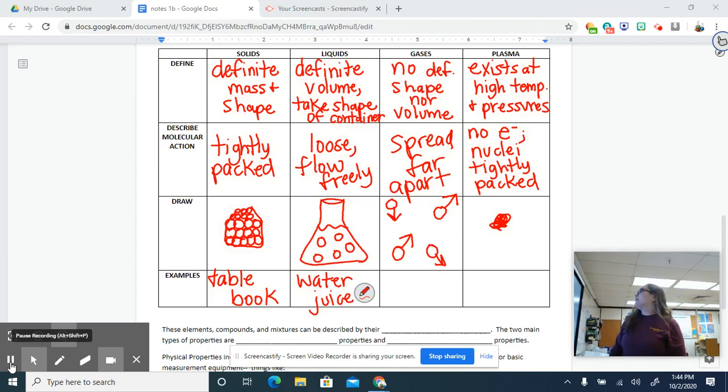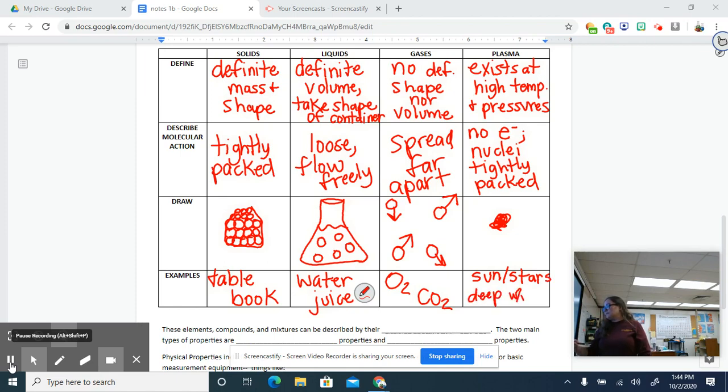liquids, rain. Gases, so these are the ones you can't see, but they're so very important to us. Things like oxygen and carbon dioxide are both gases. Helium is a gas. Argon, nitrogen gas, since that's the one that we breathe the most of. And plasma, really the sun, our sun, and other stars have plasma in them, and also deep within the earth, there is plasma. All right, pause that if you need to write it down.